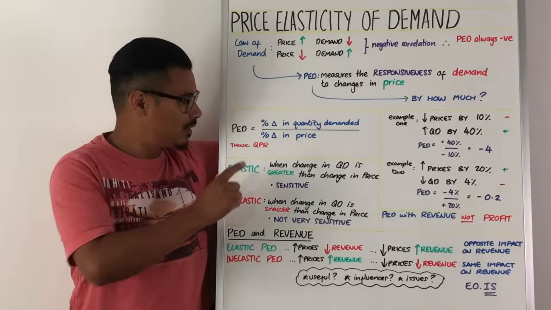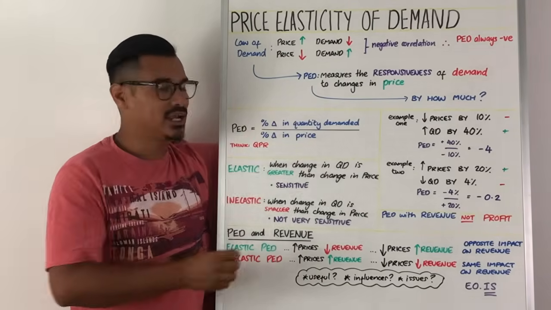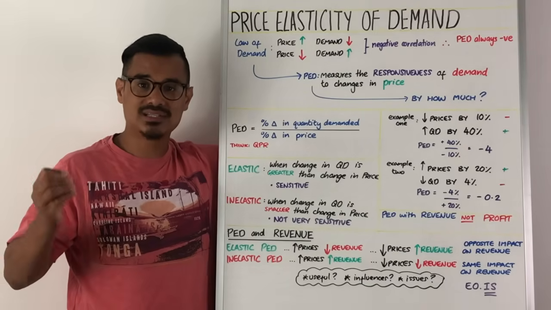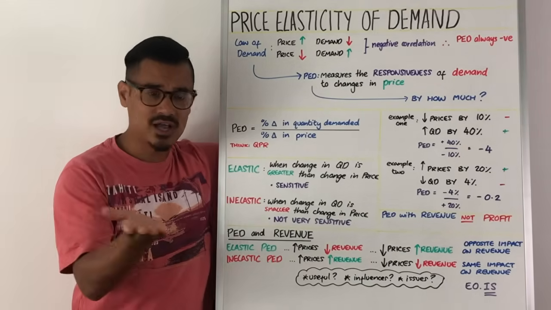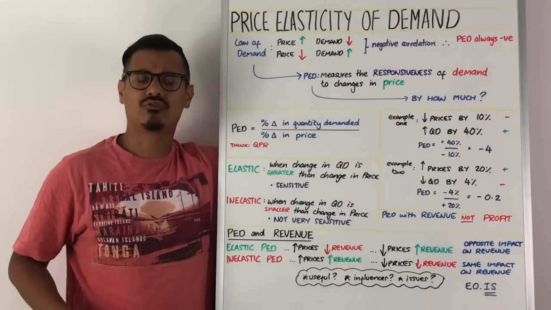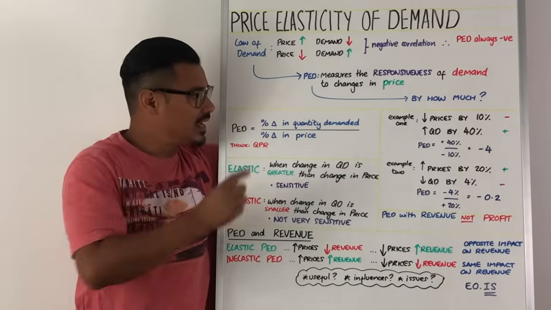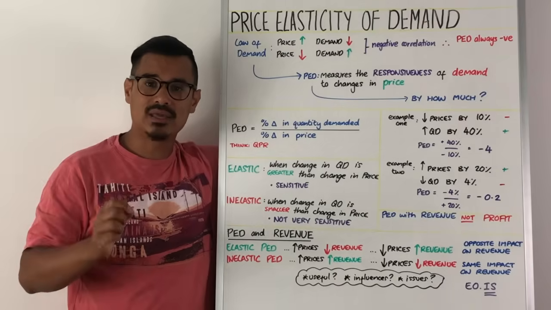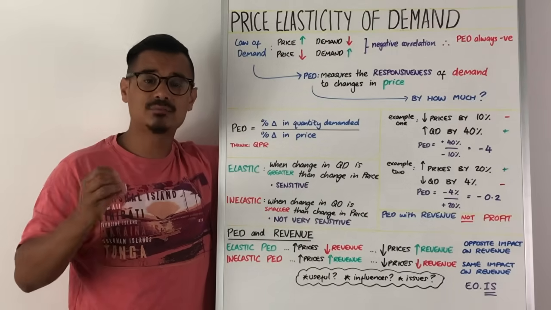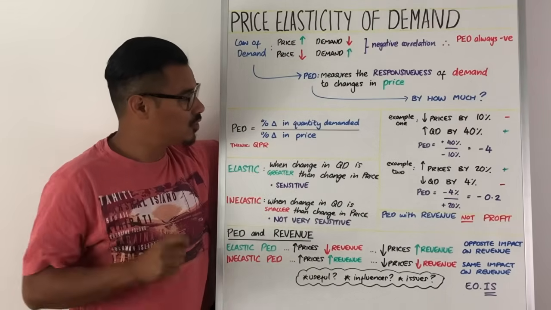Now let's look at the formula. So the PED formula is percentage change in quantity demanded divided by percentage change in price. Easy formula to remember, but the tricky thing is which way do you get it round? Is it the Q or the P? Just think QPR, Queen's Park Rangers. Q is always on top, QPR.